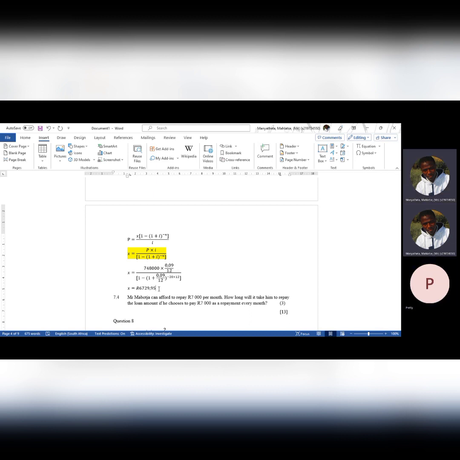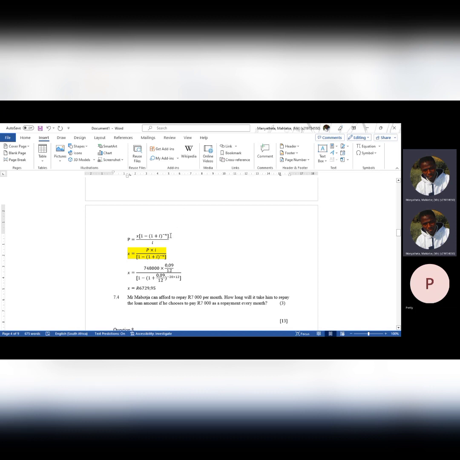So going to the last question, it says, Mr. Mabuja can afford to repay 7,000 per month. How long will it take him to repay the loan amount if he chooses to pay 7,000 every month? Meaning that we're going to use this 7,000 as our x value. And then what are we going to calculate? We are going to calculate the value of n.